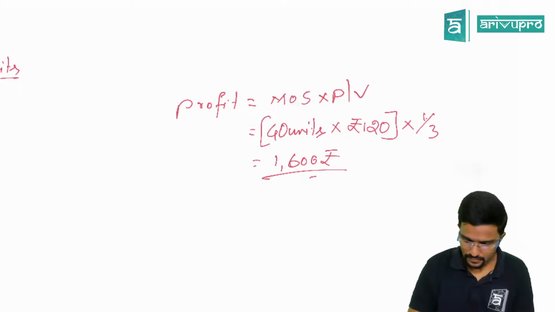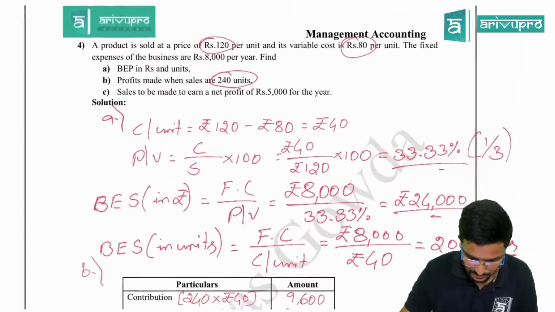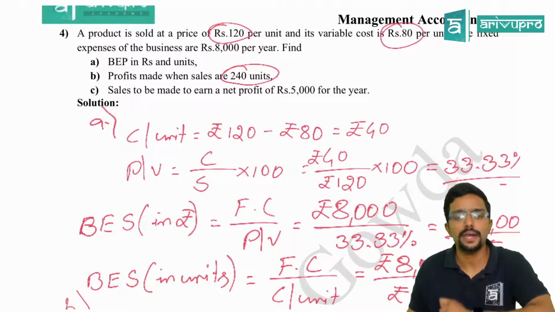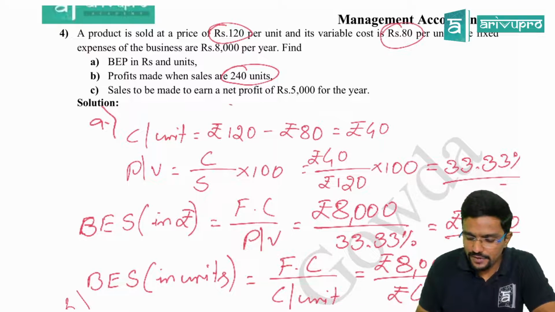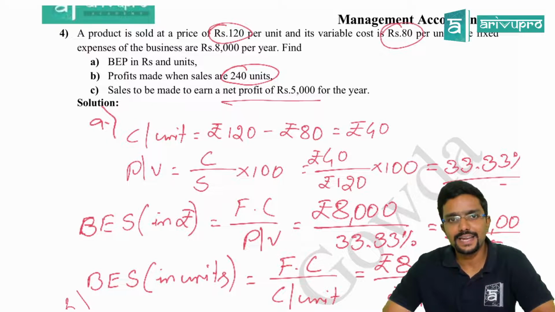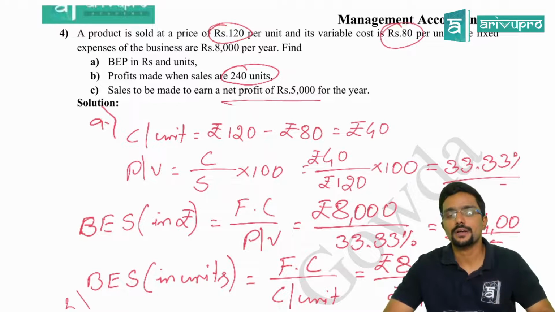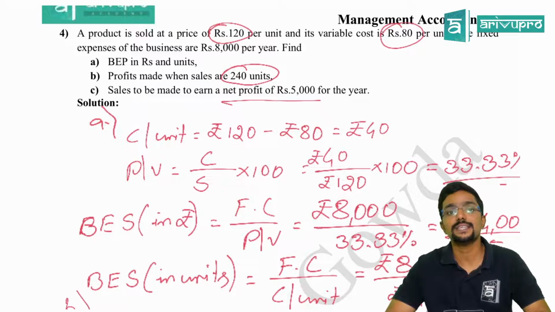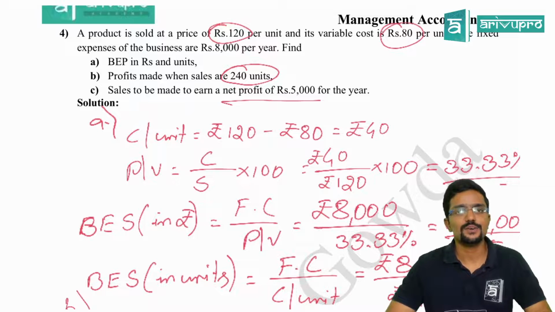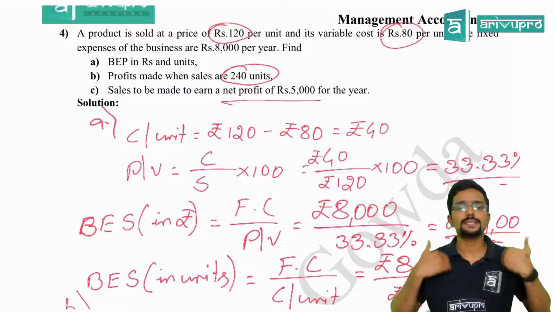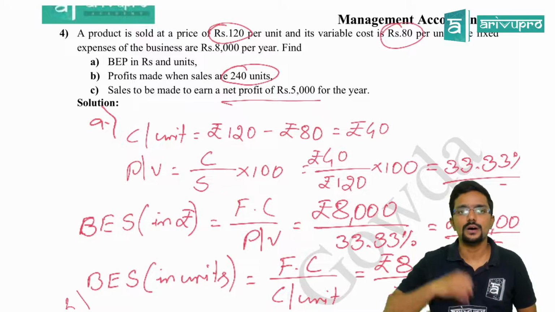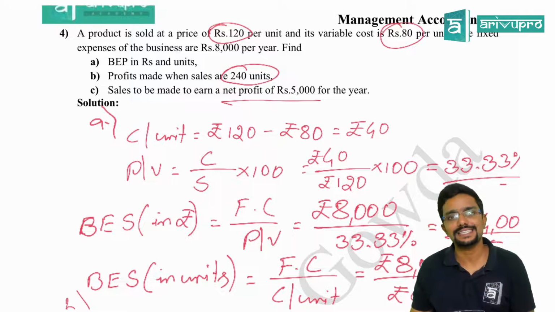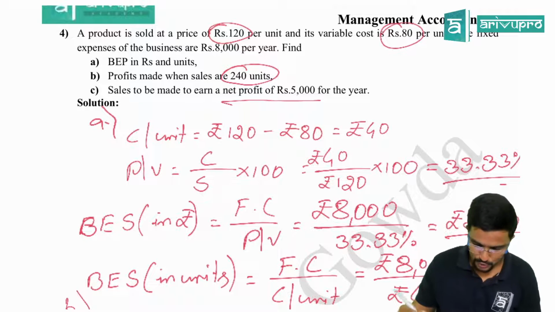Done? Hope you guys are done. Last requirement: sales to be made to earn a net profit of 5,000. So they are telling how much sales I should make to earn a profit of 5,000. So what is this 5,000? It is nothing but desired profit. So we have to calculate how much sales the company has to make to earn 5,000 rupees profit. Okay, let us do it.